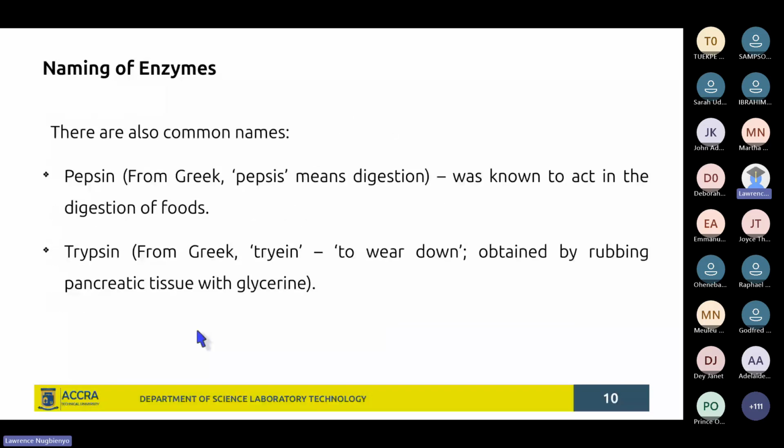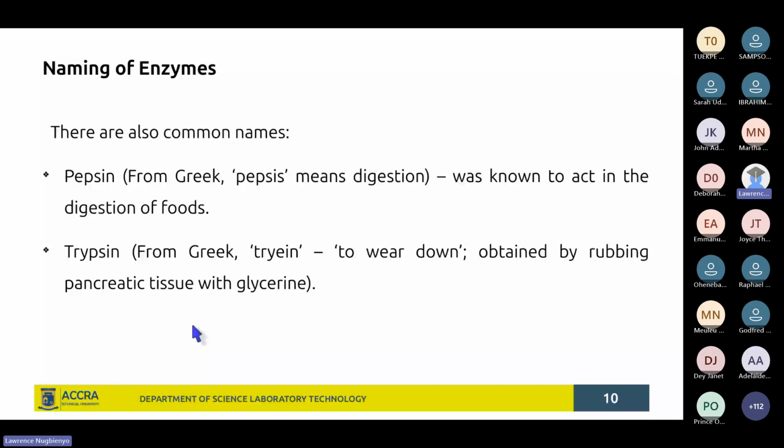Apart from these processes of the system of naming which we just looked at, there are also common names which don't follow any of these systems. You don't see the suffix "ase", or zyme, being added at the end to indicate the activity of the enzyme.